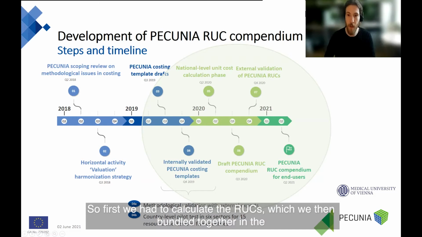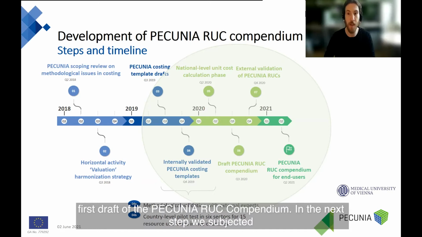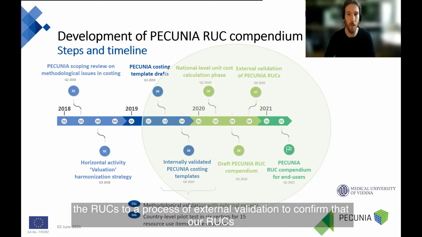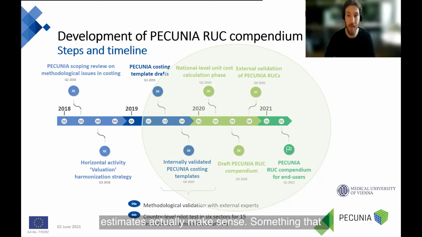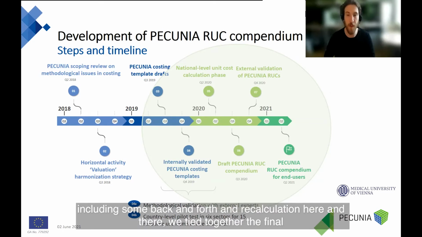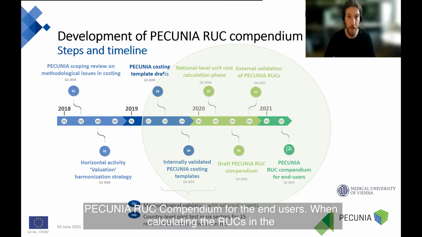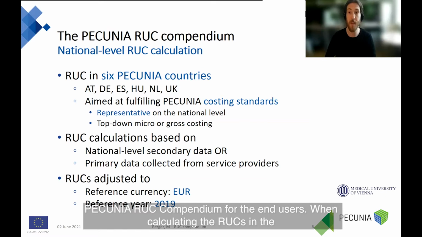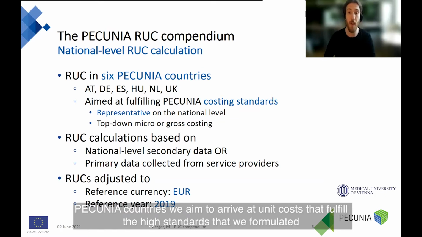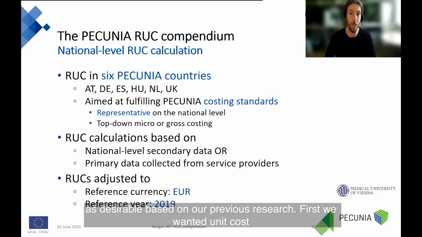So first we had to calculate the RUCs, which we then bundled together in the first draft of the PECUNIA RUC Compendium. In the next step, we subjected the RUCs to a process of external validation to confirm that our RUC estimates actually make sense, something that we should never take for granted. After this process, including some back and forth and recalculation here and there, we tied together the final PECUNIA RUC Compendium for the end users. When calculating the RUCs in the PECUNIA countries, we aimed to arrive at unit costs that fulfilled the high standards that we formulated as desirable based on our previous research.